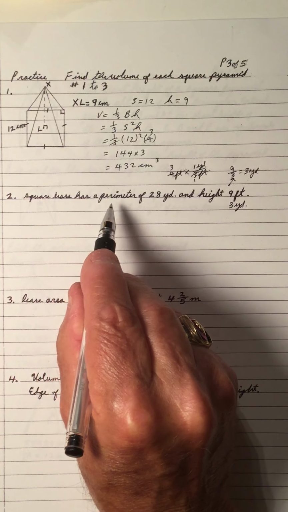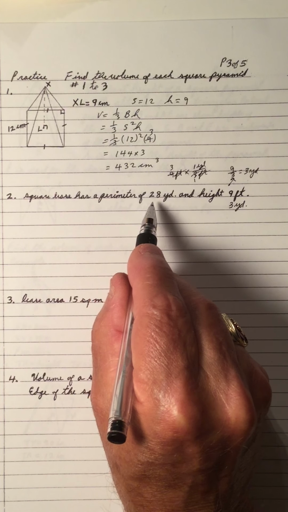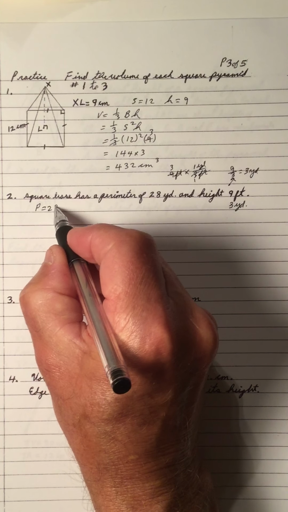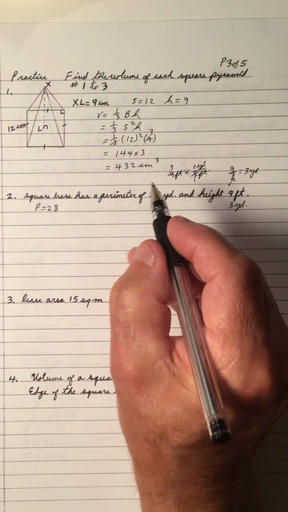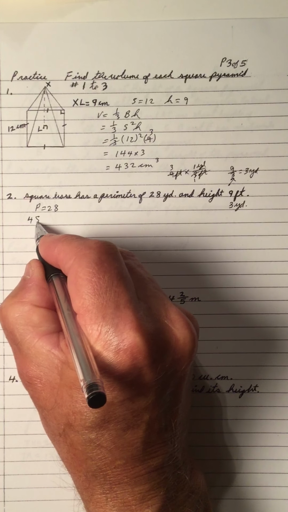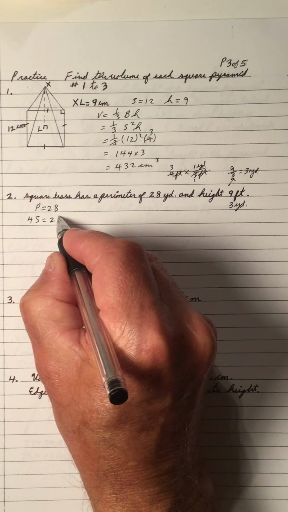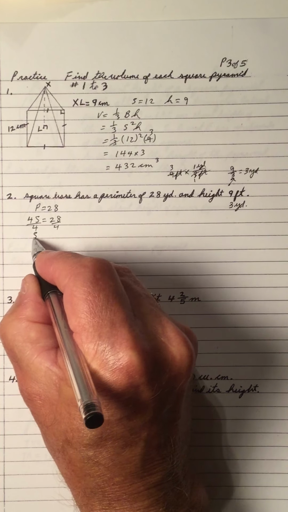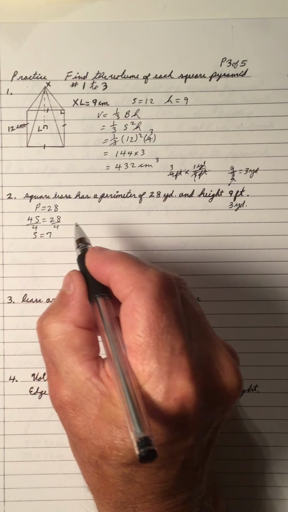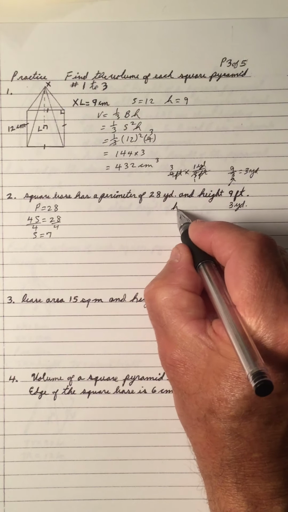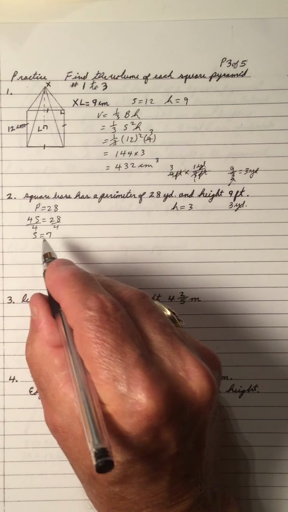The base of the pyramid is a perimeter. So the perimeter is 28. The perimeter of a square base has 4 sides, so 4S equals 28. Divide by 4. That means each side is going to be a 7. So now we have a height of 3. We have a side of 7.